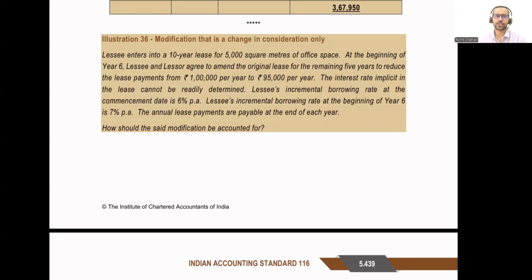Let's now look at illustration number 36. Lessee enters into a 10-year lease for 5,000 square meters of office space. At the beginning of year 6, the lessee and the lessor agree to amend the original lease for the remaining 5 years to reduce the lease payments from 1 lakh rupees to 95,000 per annum.